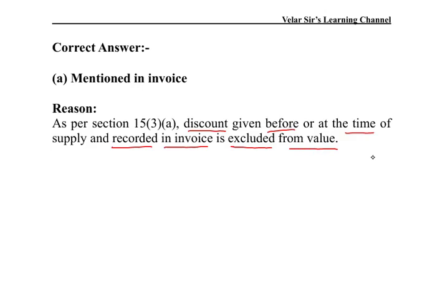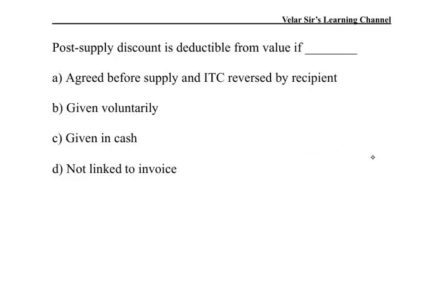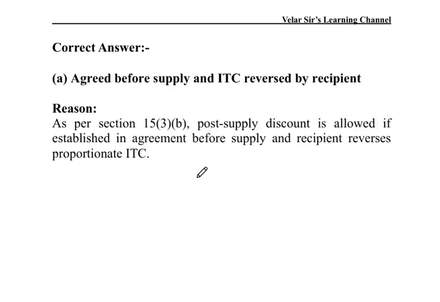Next MCQ: post supply discount is deductible from the value if dash. The options given are, first option A, agreed before supply and ITC reversed by recipient. Second option, given voluntarily. Third option, given in cash. And fourth option is not linked to invoice. The correct answer will be agreed before supply and ITC reversed by the recipient.